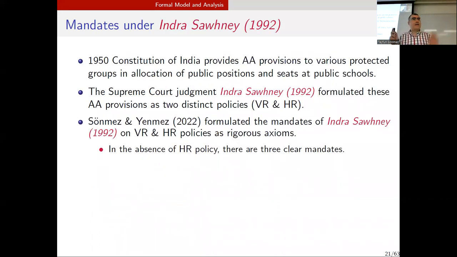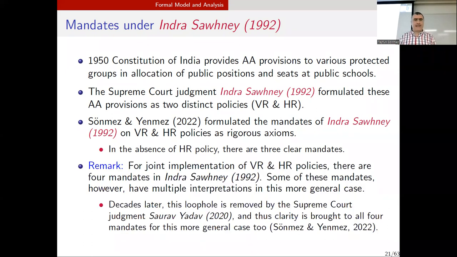I don't need to talk about the mandates of Saurav Yadav, because in the absence of horizontal reservations, Indra Sawhney's judgments and mandates are already well defined, and they already give a unique solution when there is no overlap in VR protected categories. We talked about that yesterday, and the remark is about the correction made by the Saurav Yadav judgment. Basically, the remark is about yesterday's lecture three.